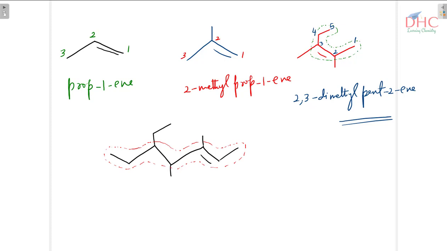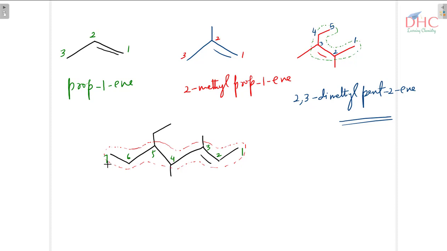We have to number this chain. If you number from here, 1 and 2, the double bond gets the second number. If you number from here, 1, 2, 3, 4, 5, the double bond gets number 5. So it means we can do the numbering from right to left to get the lowest number for the double bond. So we have 1, we have 2, then we have 3, 4, 5, 6 and 7.